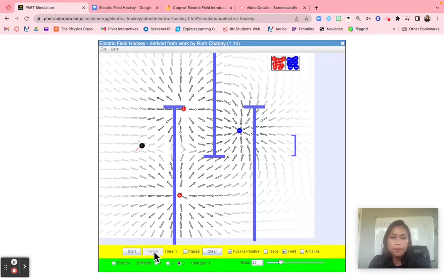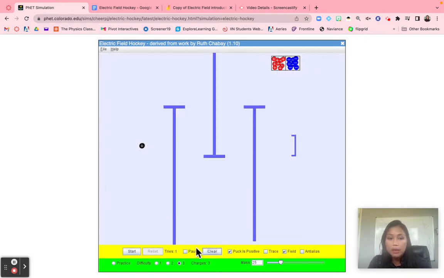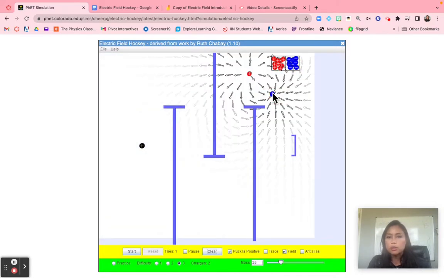When you start a new activity or you don't hit the goal, always hit reset, always hit clear, then reset, and then you can start putting in your charges again to set it up the way you think it should be. So good luck with this activity.